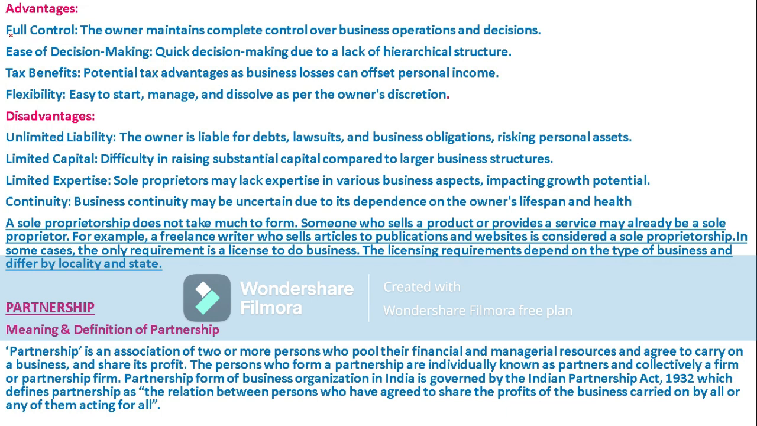If we go for advantages, the first one is full control. What does full control mean? The owner maintains complete control over business operations, because he is the single individual who is going to run the business. He alone provides the capital, manages the business, and controls the business. There is no other person, so all business activities and decisions will be taken by him. So this is definitely an advantage, because he can take decisions as he wishes.